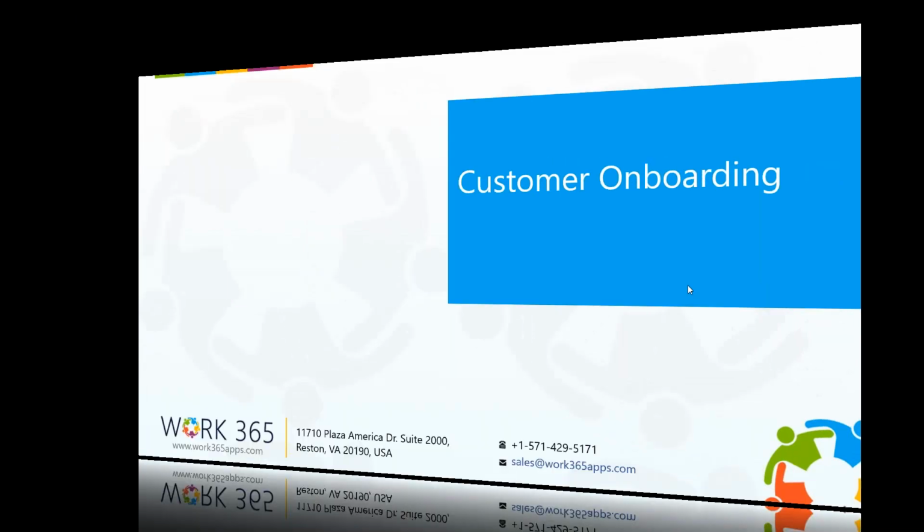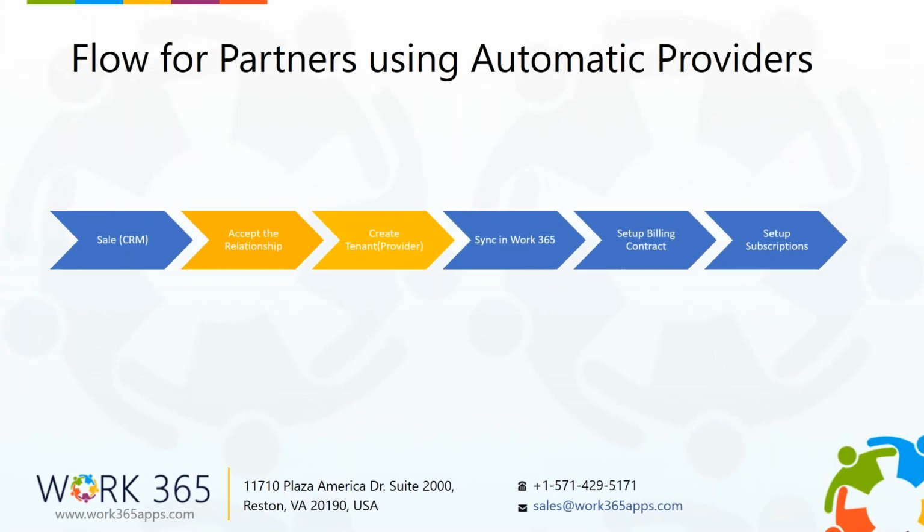All right, so this is a typical flow for a partner using an automatic provider. An automatic provider is one where we have integration with the provider, like the partner center. So the first step in the onboarding process is basically the sale, right? The sales agreement is signed and the sale is complete. You will then request the relationship with an email.